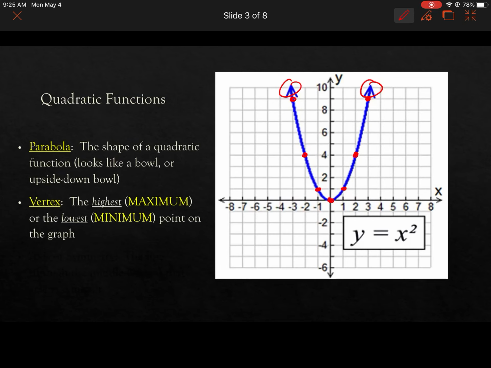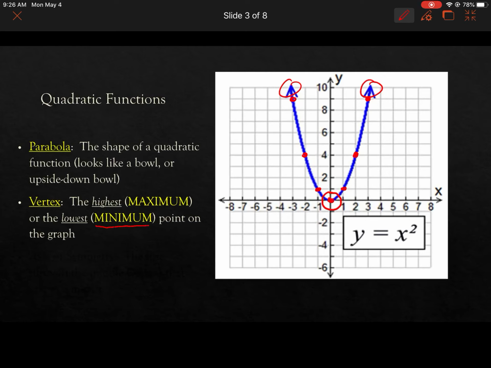Next thing we need to know is the vertex. The vertex by definition is either the highest point or the lowest point on the graph. In this case, our vertex is that 0, 0 point. Now if the graph is pointing upwards like this one, since it's the lowest point, it's called the minimum.